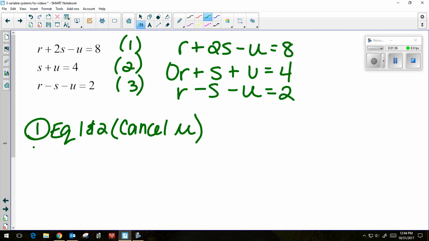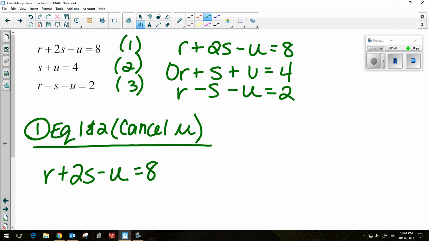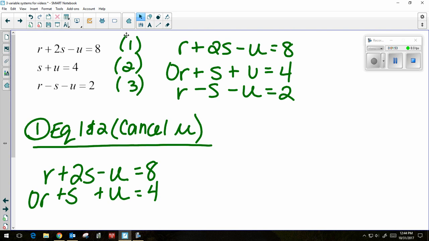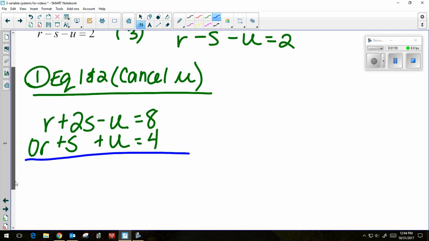So r plus 2s minus u equals 8, and 0r plus s plus u equals 4. These are already set up to be canceled because my u's are 1 positive and 1 negative. Remember, this is a 1. 1r plus 0r is 1r. 2s plus s is 3s. My u's cancel, and 8 plus 4 gives me 12.